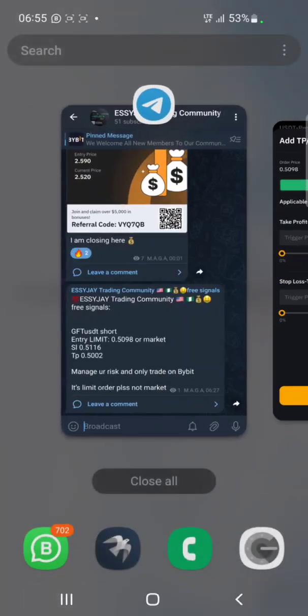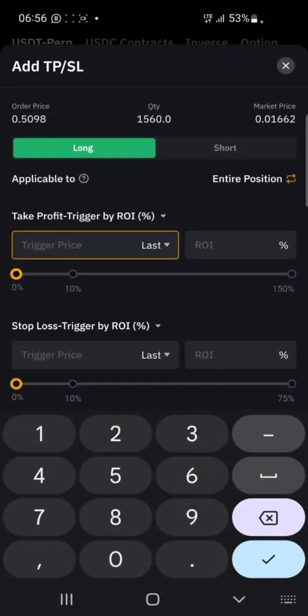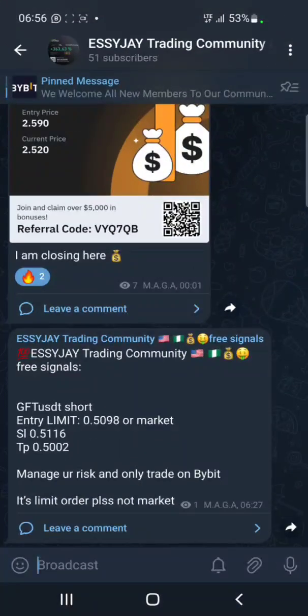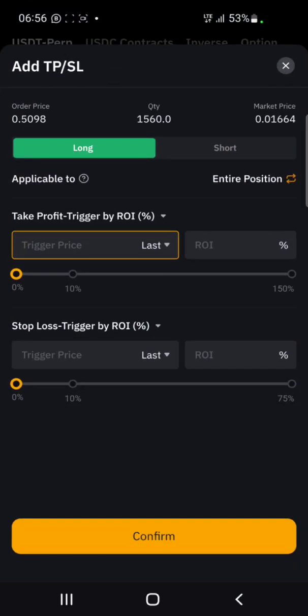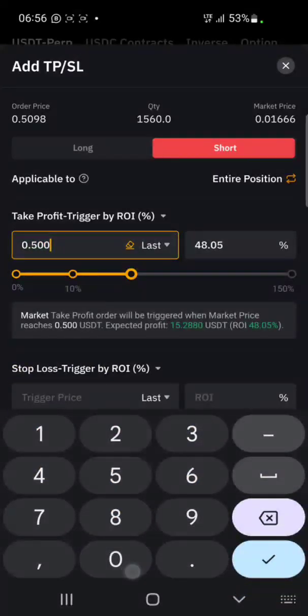What's our TP? 0.5002, right? Then before you do anything, look at the signal I gave you. I said short. So when you move to this place, you move to short. If it is long, you leave it in long. If it's short, you move to short. Then 0.5002, right? Now if the signal moves as planned, your profit here will be $14, which is 47% of the capital used to trade, of your margin.